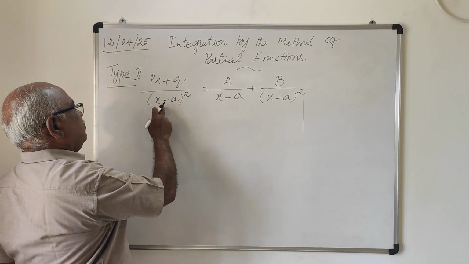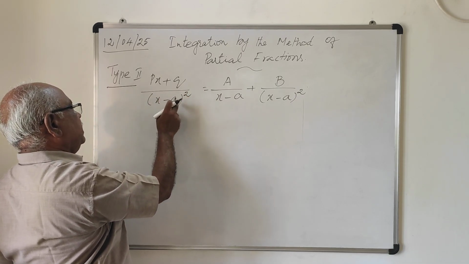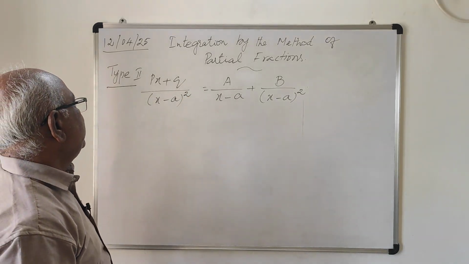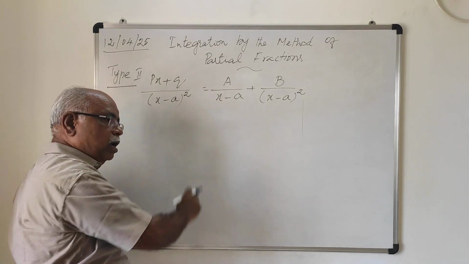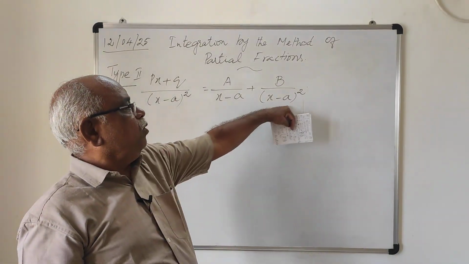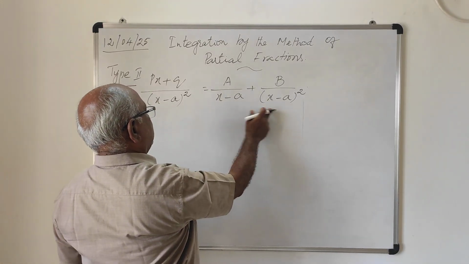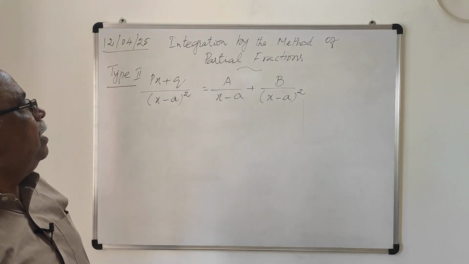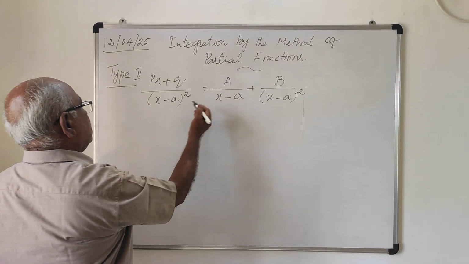Here it's a squared factor, a multiple factor. Second type, the denominator term is a multiple factor: px plus q by x minus a whole square. The factors of x minus a whole square are x minus a and x minus a whole square. These are the two factors of x minus a whole square. So this type is a denominator term consisting of a multiple factor. If it is so, we can solve one problem.